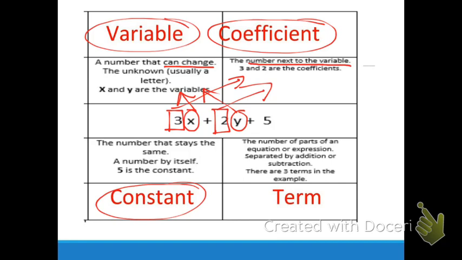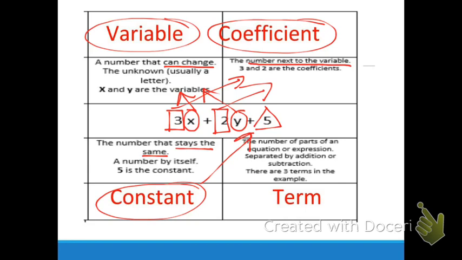Okay? Then we have the constant. If something is constant, it always stays the same. So if you can remember that, if it stays the same, it's going to be a number that's all by itself. And in this case, we have the number 5. It is all by itself. That is our constant. So the variable is the letter. The coefficient is the number next to the letter. The constant is the number that's all by itself.